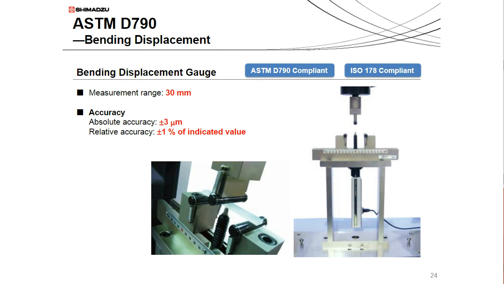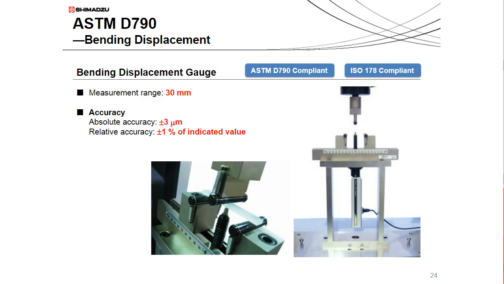As for displacement measurement, both standards do recommend the use of a displacement gauge or a deflectometer. The best option for measuring bending displacement is a fixture like this, which is a 3-point bending jig which has a displacement gauge mounted directly through the bending base. This achieves a relative accuracy of plus or minus 1% and an absolute accuracy of 3 microns. You're also able to use arm-type deflectometers where they're mounted to the side of the jig.